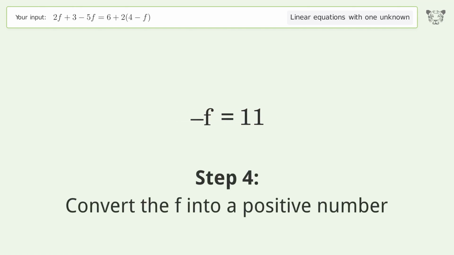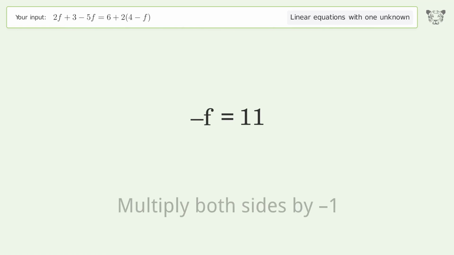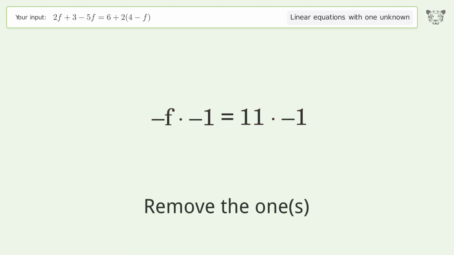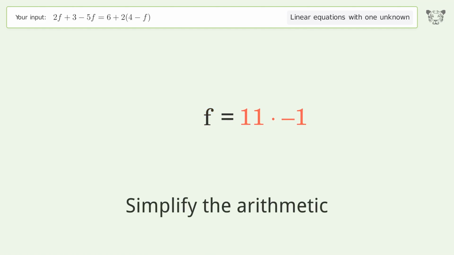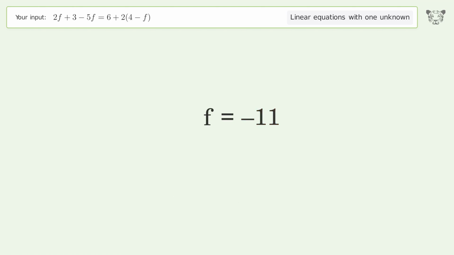Convert the f into a positive number. Multiply both sides by -1. Remove the ones. Simplify the arithmetic. And so the final result is f equals -11.